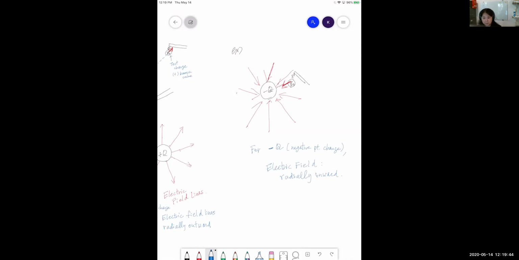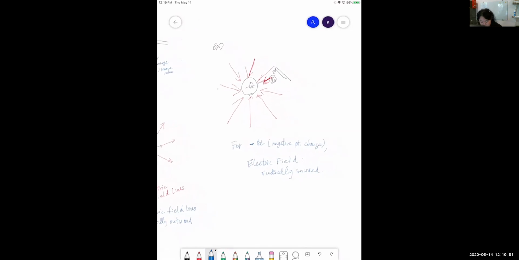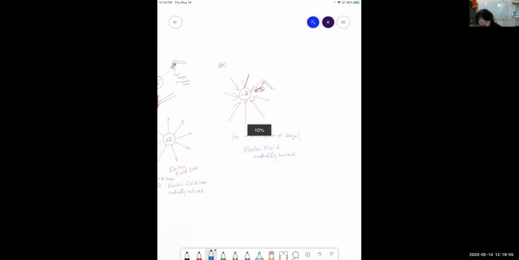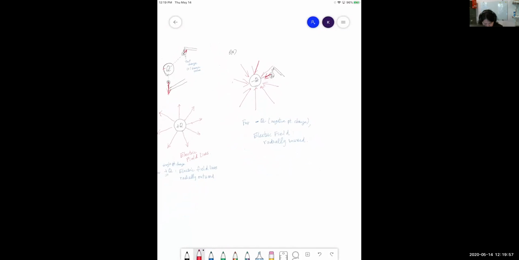All right. And the electric field lines that I just started to draw show the direction of the electric field.